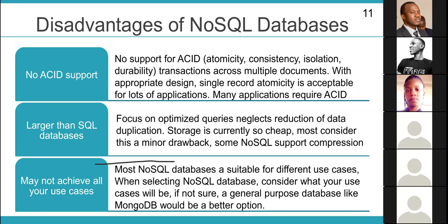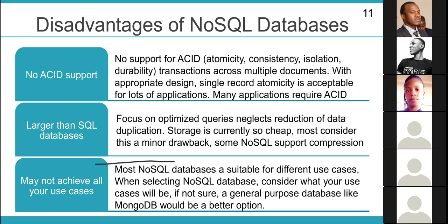So as we've seen, as we were looking at the database stores, the types of NoSQL databases, we saw that most of them are typically suitable in specific use cases. So most of them are suitable for different use cases. And when selecting your NoSQL database, you should consider what your use case will be. If you're not sure, then a general purpose database like MongoDB will be a better option.